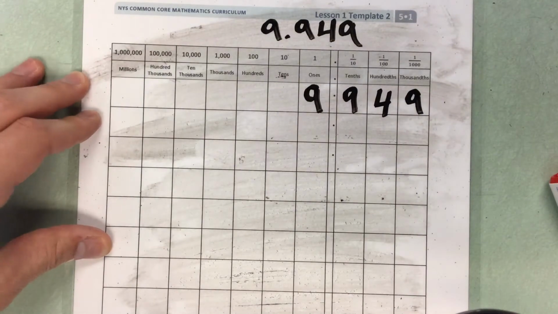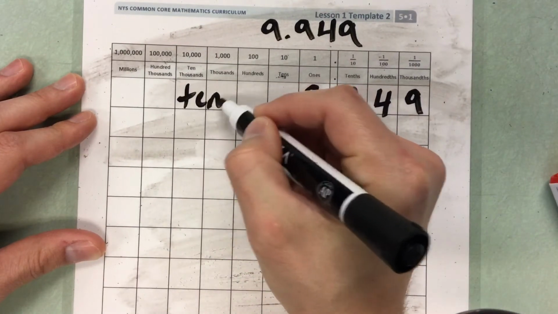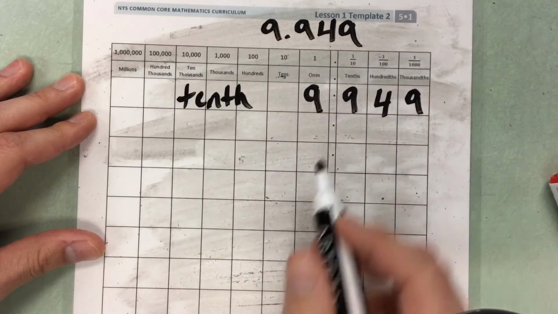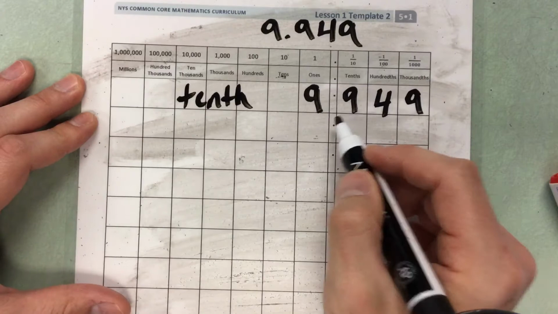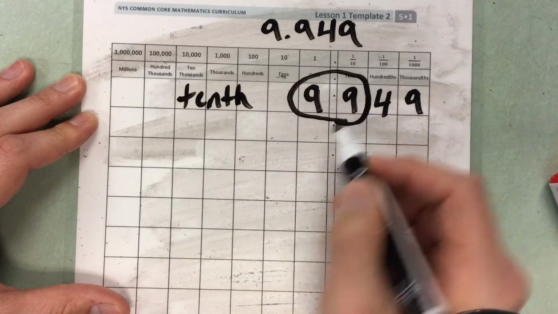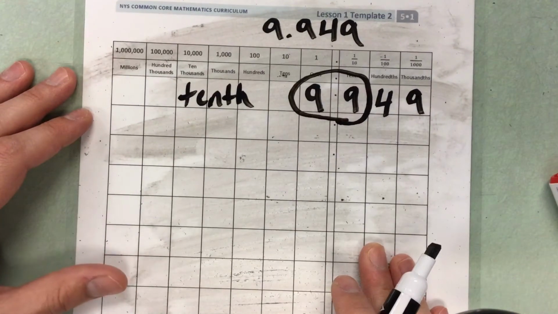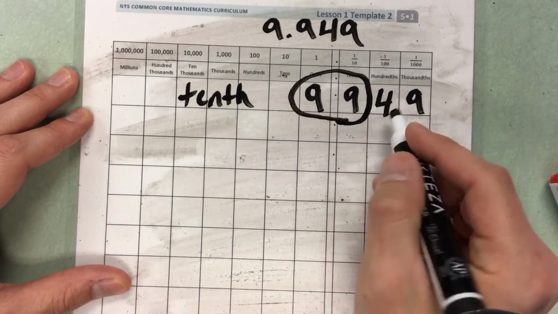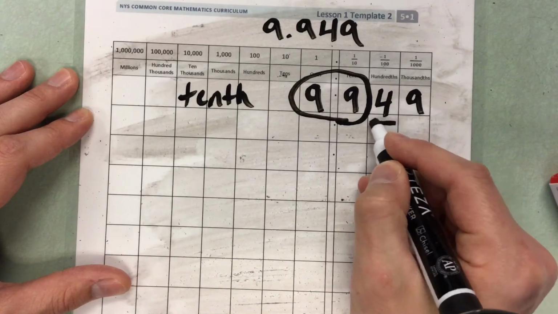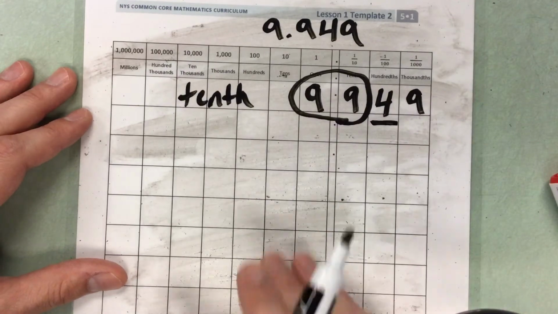The first thing I'm going to do is round to the nearest tenth. So I'm going to find my tenths place, and I'm going to circle everything to the left, including my tenths. Now, what is my next step? I'm going to underline the next place value, which is a 4 in my hundredth spot.